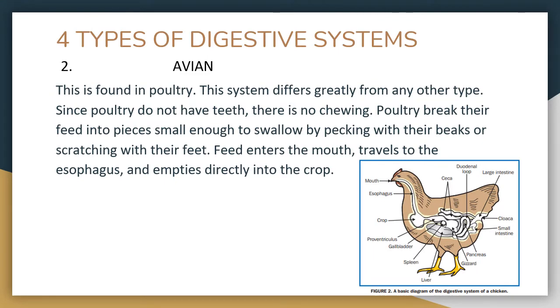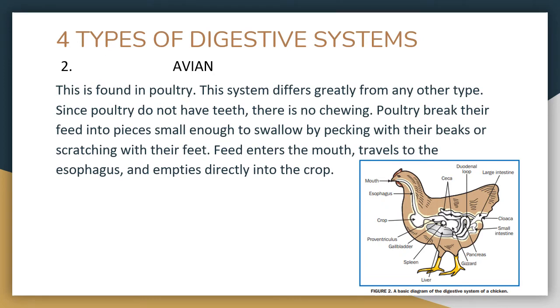Second type of digestive system, avian. This is found in poultry. The system differs greatly from any other type. These poultry do not have teeth, there's no chewing. Poultry break their feed into pieces small enough to swallow by pecking with their beaks or scratching with their feet.